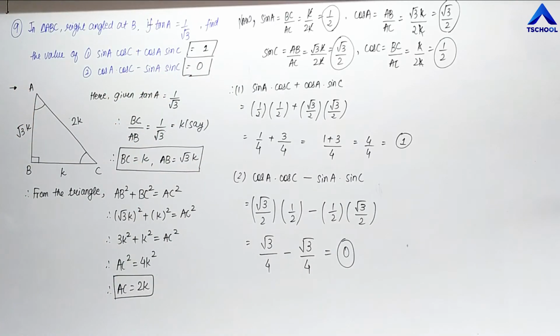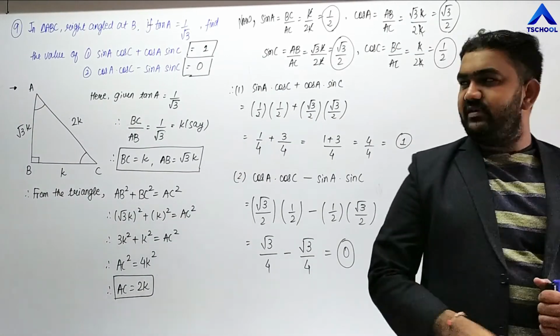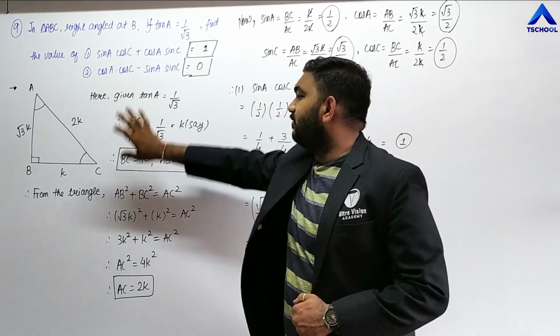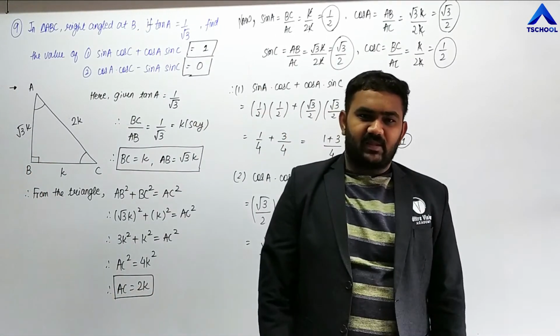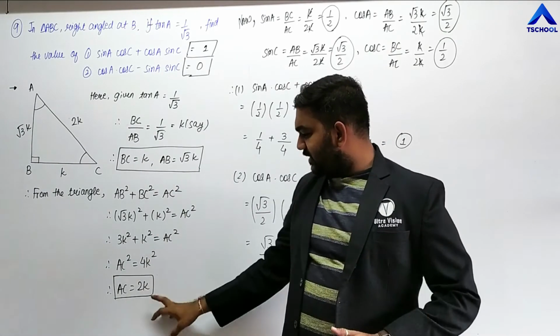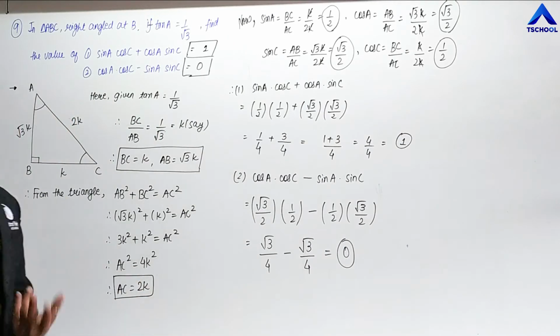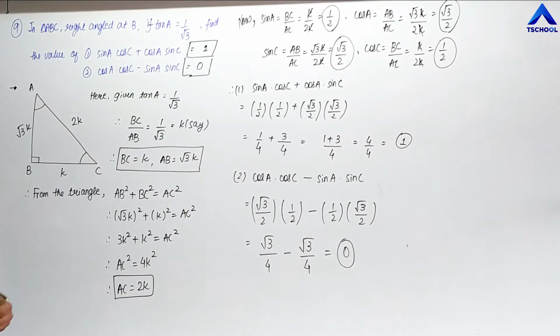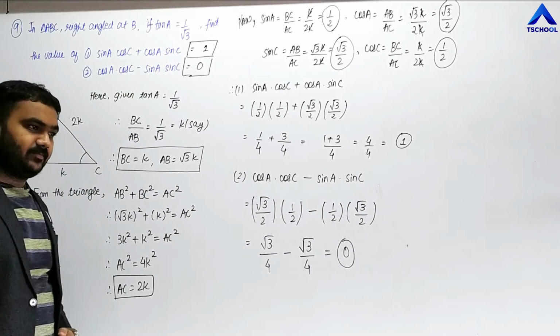Is it clear? First of all, friends, notice clearly that whenever you are given this kind of question with one of the ratios, you will first of all find out the remaining side, as we found out the hypotenuse here. Then first of all try to find out the ratios that are asked in the question.